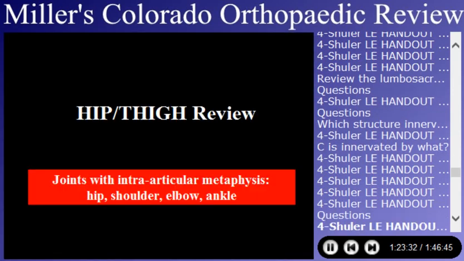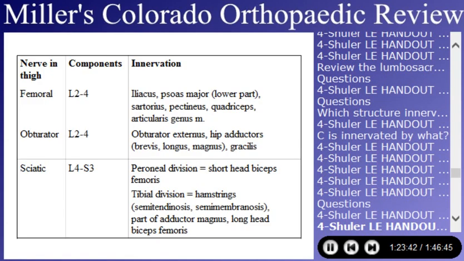Hip thigh review. Don't forget what I mentioned before in the lecture is joints with intra-articular metaphysis. One of them is the hip in the pediatric population. The nerves and what they innervate are shown here in a diagram that I put in your handout. Femoral nerve, obturator nerve, sciatic. Don't forget the peroneal division, the key testable item on that. Short head of biceps is the only structure in the thigh that is innervated by the peroneal nerve division.